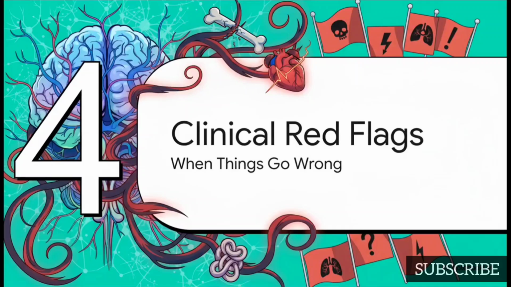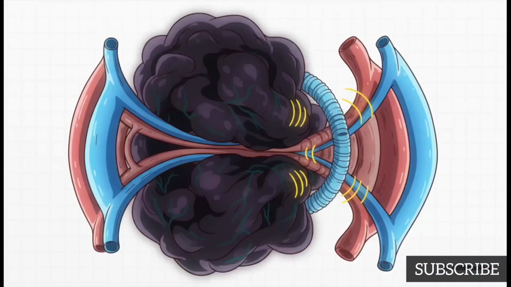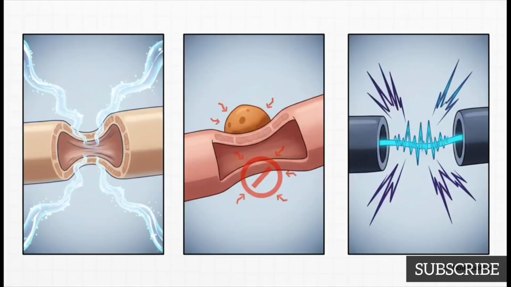Let's talk about the clinical red flags. First up is something called mediastinal syndrome. Now, this isn't a single disease. Think of it more as a collection of symptoms, a syndrome, that happens when stuff in the mediastinum gets compressed. Usually it's a tumor or some swollen lymph nodes causing all the trouble. And this is beautiful because the symptoms link directly back to the anatomy we just learned.